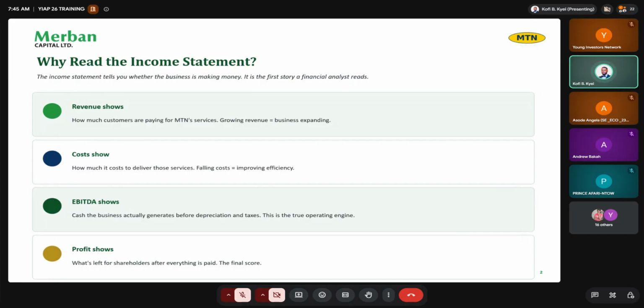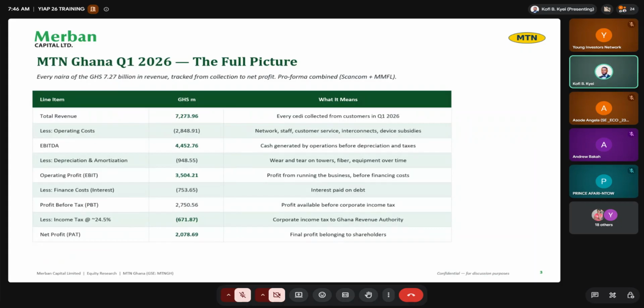EBITDA shows the cash the business actually generates before depreciation and taxes. This is the true operating engine. So it's earnings before interest, tax, depreciation, and amortization. And profit is what is left to shareholders after everything has been paid. What is left to shareholders? We'll go down into all of them line by line so that we will understand.